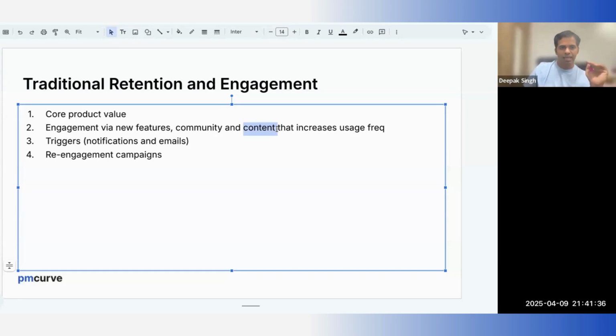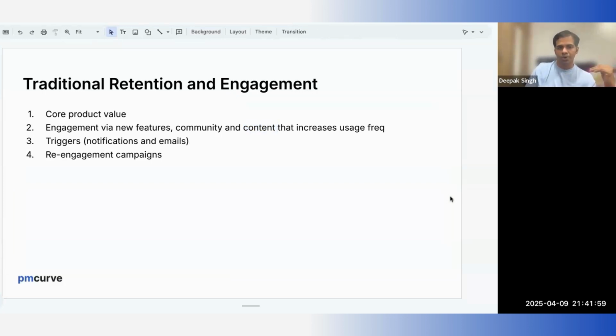But mostly, you either focus on core product value, or you figure out adjacencies where you can build more features and community content to engage users, or you try to remind people of the value that they experienced, or finally you re-engage them if they go out of the app. Most of the retention or engagement actually works around these four levers.